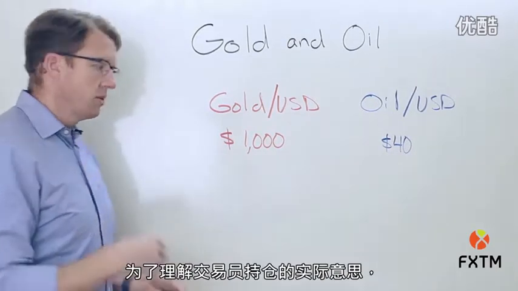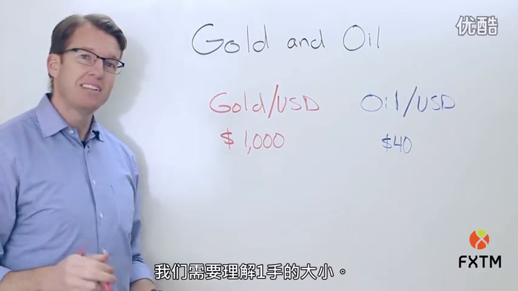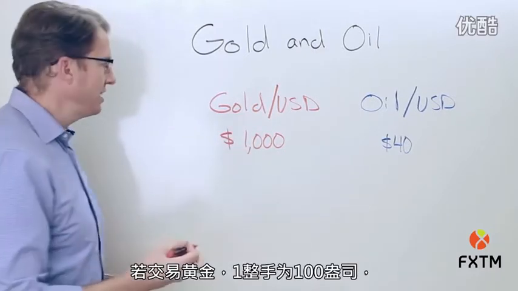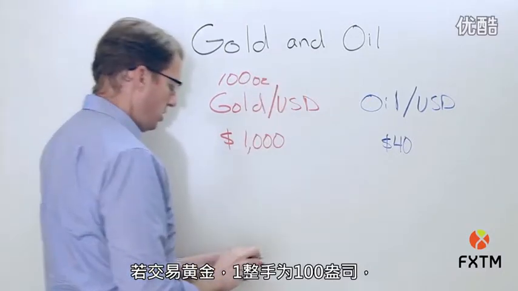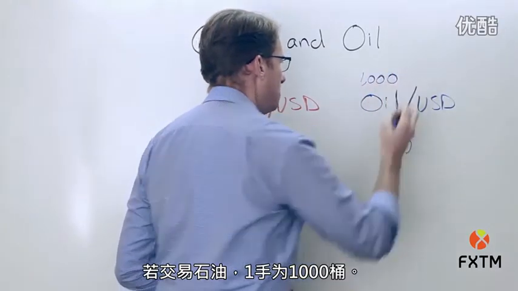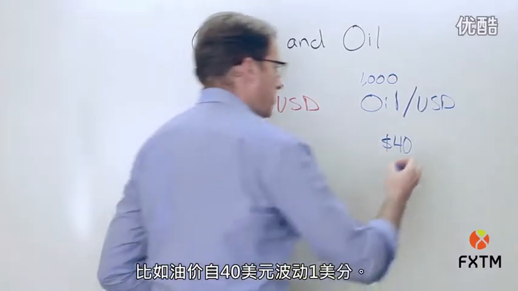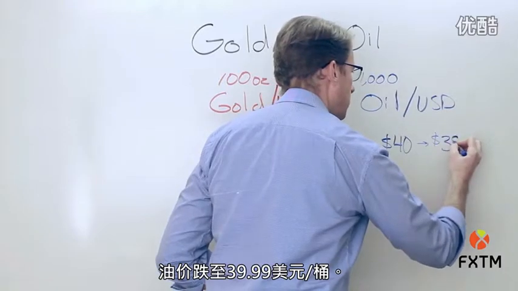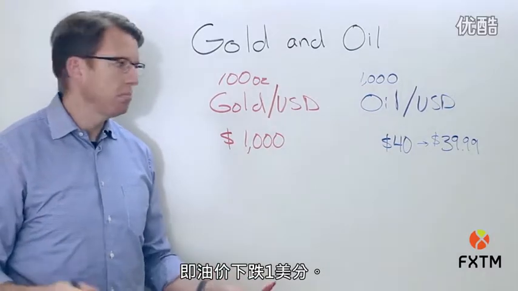Well, in order to understand what that actually means to a trader who's taken a position here, what we need to know is how large the size is over here on the base. In the case of gold, this is 100 ounces for a full lot, and in the case of oil, it's 1,000 barrels. So if oil were to go from $40 and move just 1 penny, to $39.99 a barrel, it dropped by 1 penny.